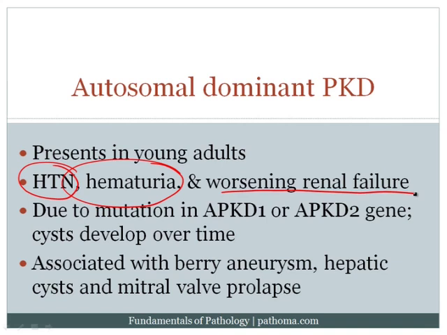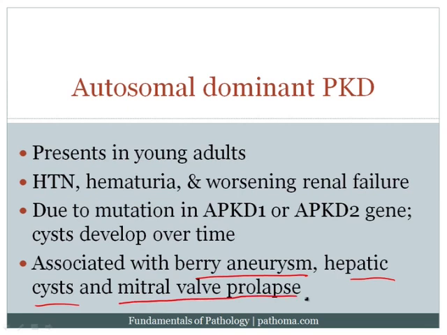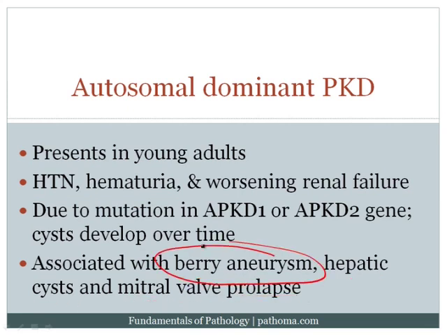There are some associations to be aware of in this particular form of polycystic kidney disease, and they include berry aneurysms, hepatic cysts, and mitral valve prolapse. And the berry aneurysms are particularly important because they are a cause of death in this particular subgroup of patients. So if you have a clinical vignette, for example, in which you're told that there is a family history of renal disease and there is death occurring because of renal disease or brain hemorrhage in, for example, the grandfather or the great-grandfather, then you really want to put two and two together and think about autosomal dominant polycystic kidney disease.